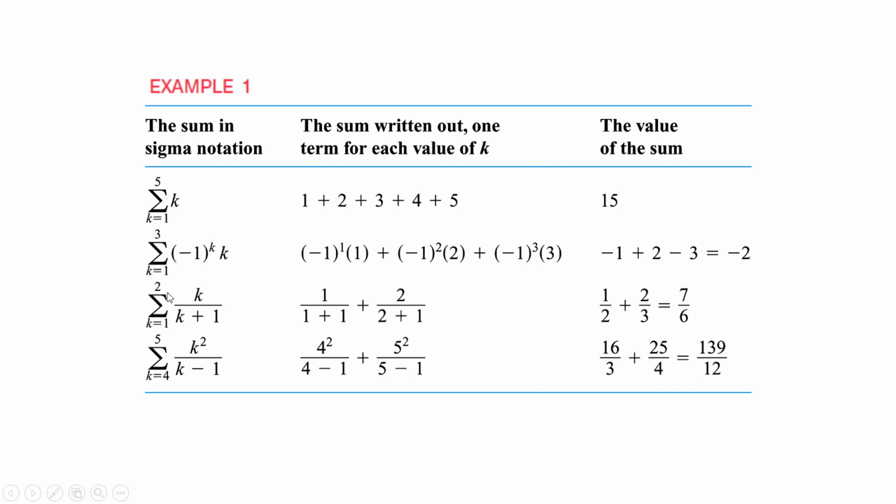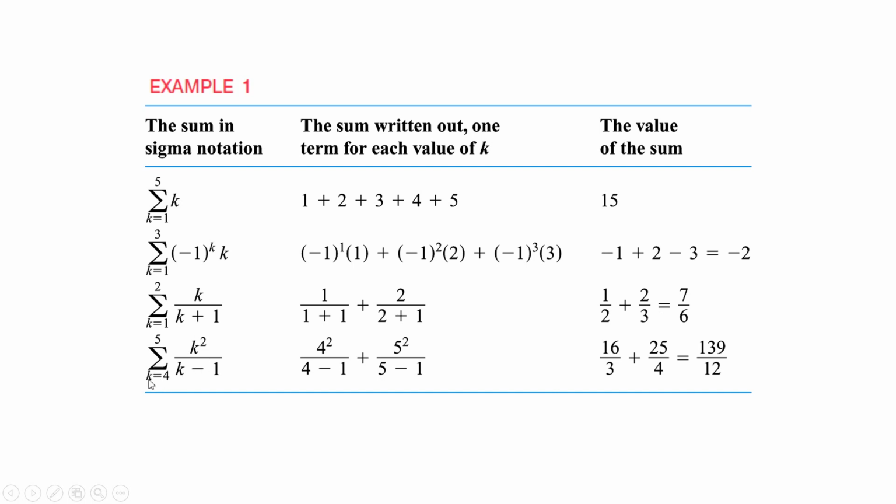K varies from 1 to 2, that is, it will start from 1 and end at 2, so we have only two terms. K over k plus 1. For k is equal to 1, it will become 1 over 1 plus 1. For k is equal to 2, it will be 2 over 2 plus 1. So the sum is 7 over 6.